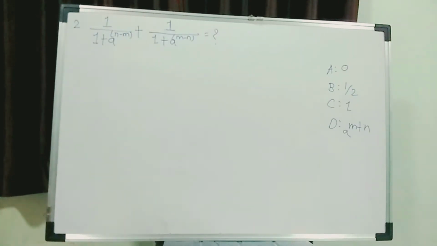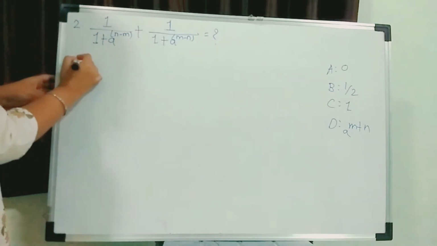Second example: 1 upon 1 plus a raised to n minus m plus 1 upon 1 plus a raised to m minus n is equal to question mark. Option A 0, option B 1 upon 2, option C 1 and option D a raised to m plus n.